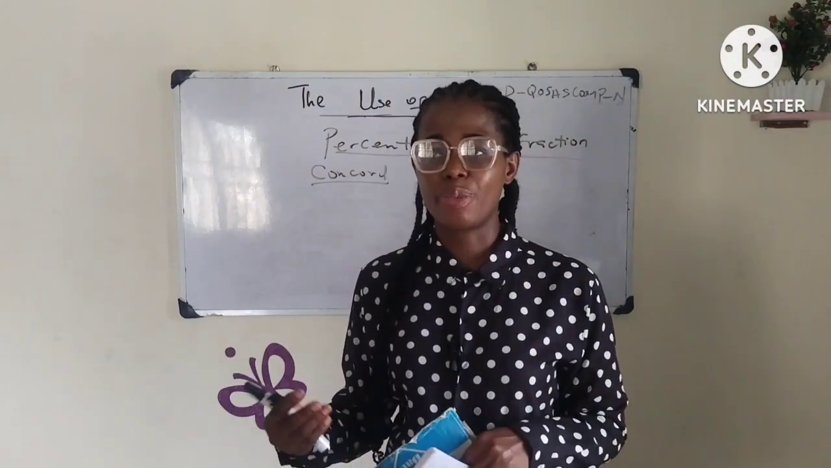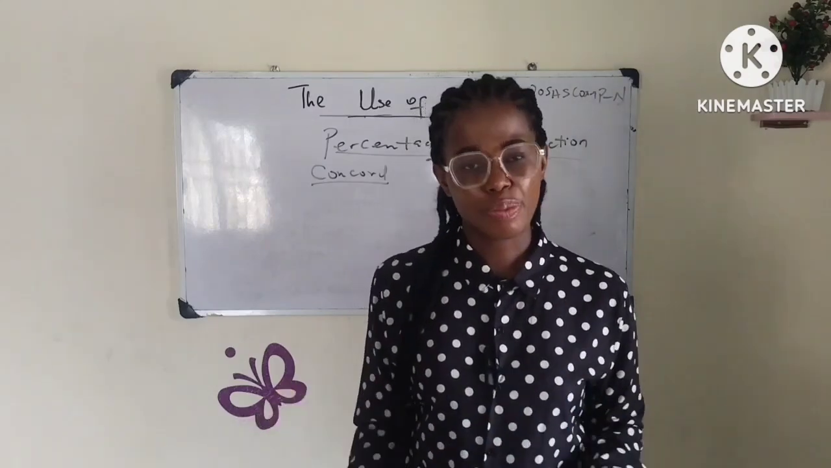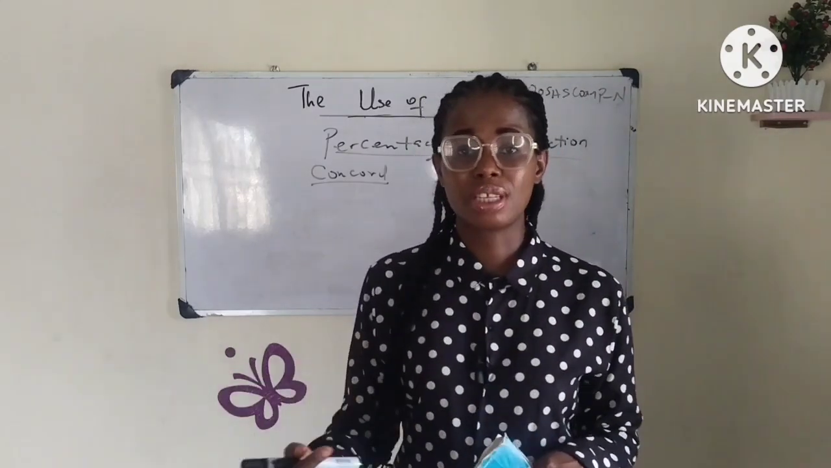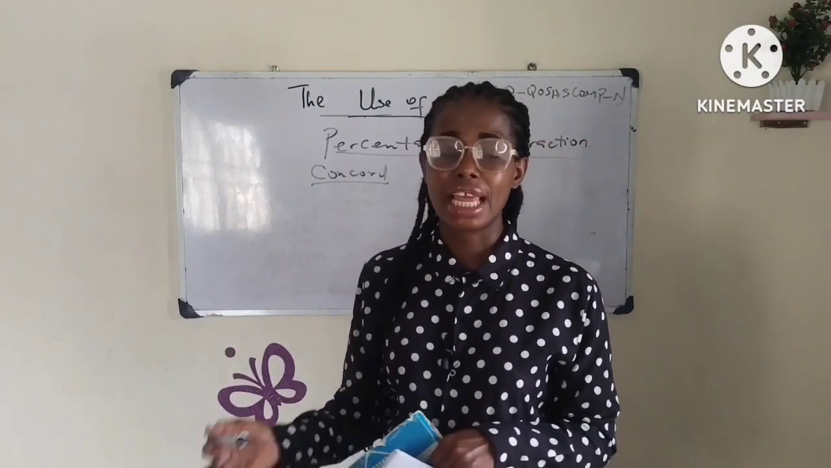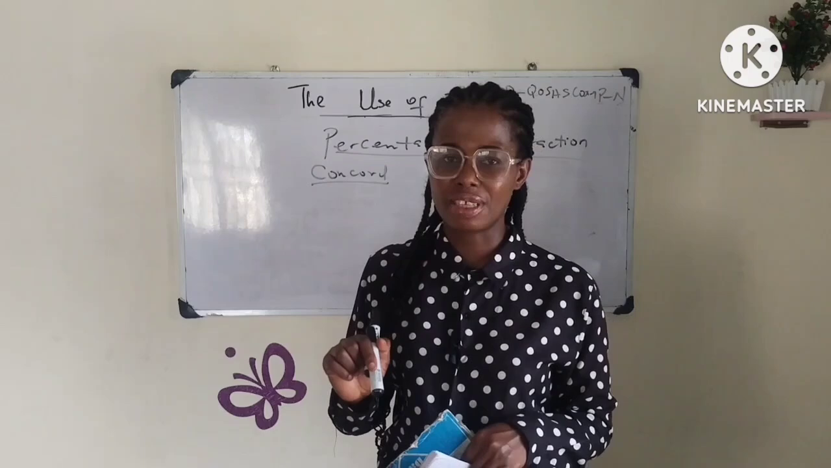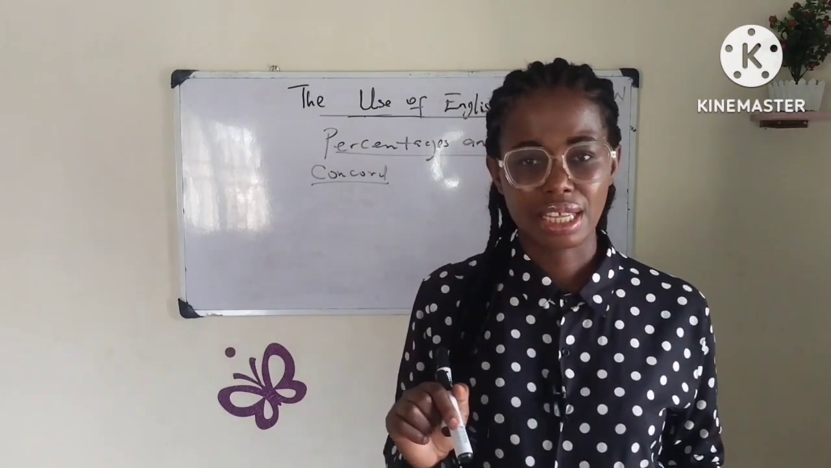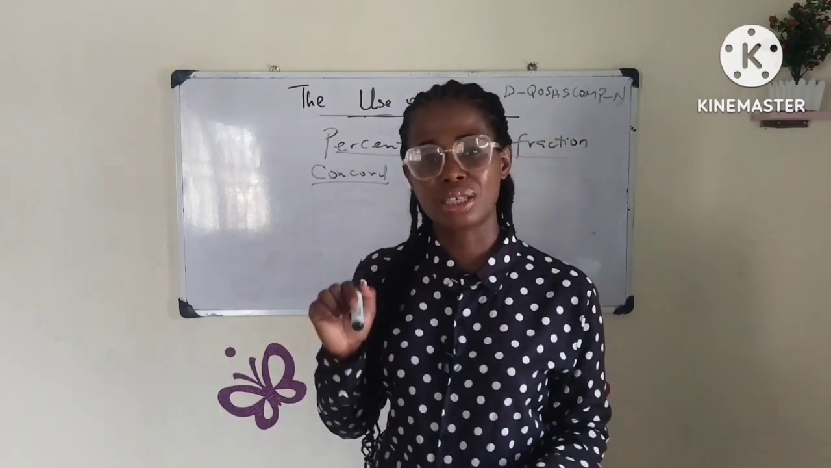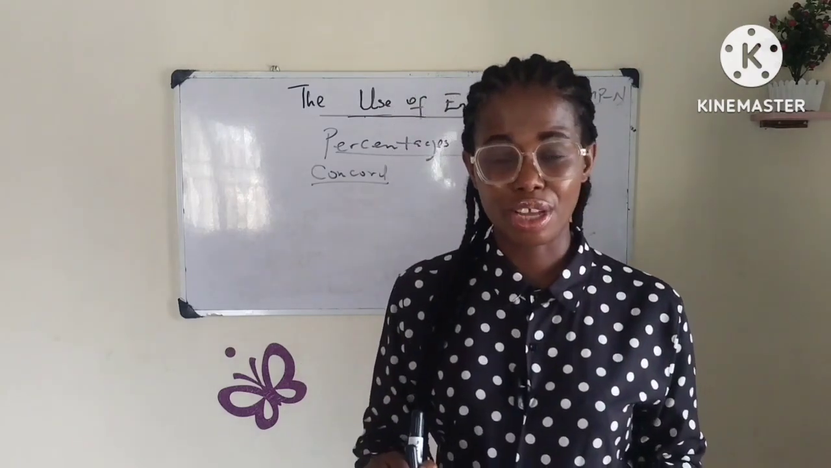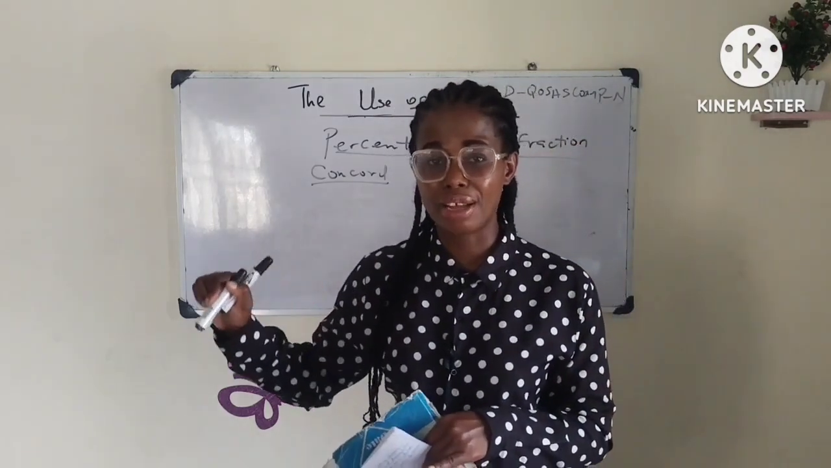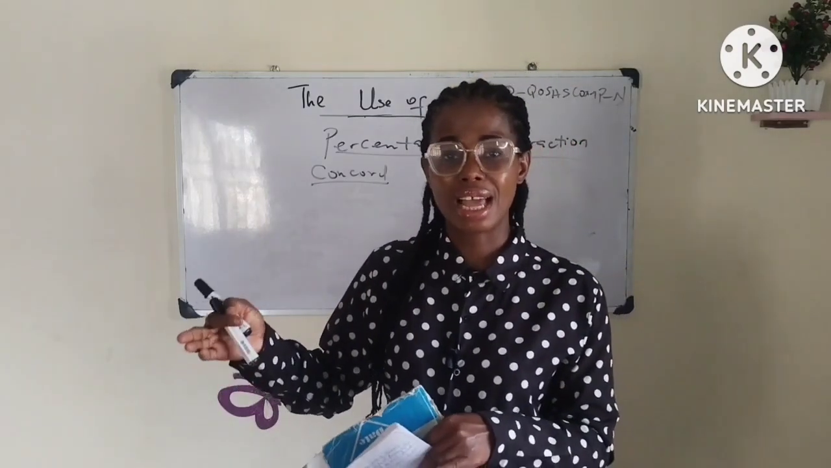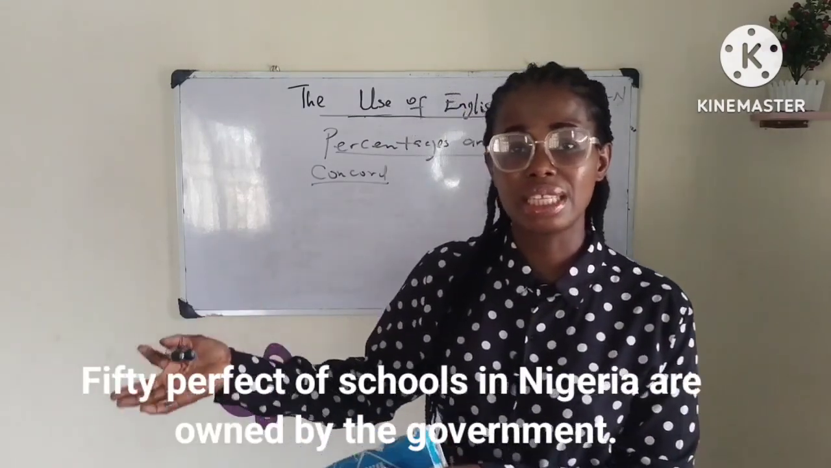Now let's see percentage. 50% of the land has been developed. When you have this statement, what's the noun that comes after the percentage? Land, right? Is it singular or plural? It is singular. So we have to use a singular verb in the sentence. 50% of the land has been developed, has is singular.